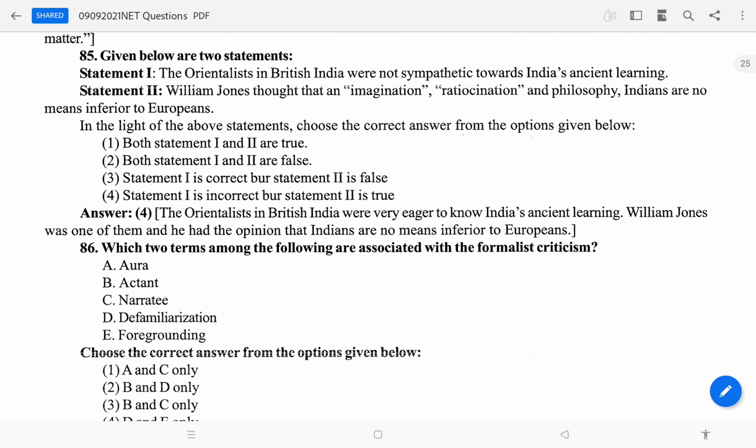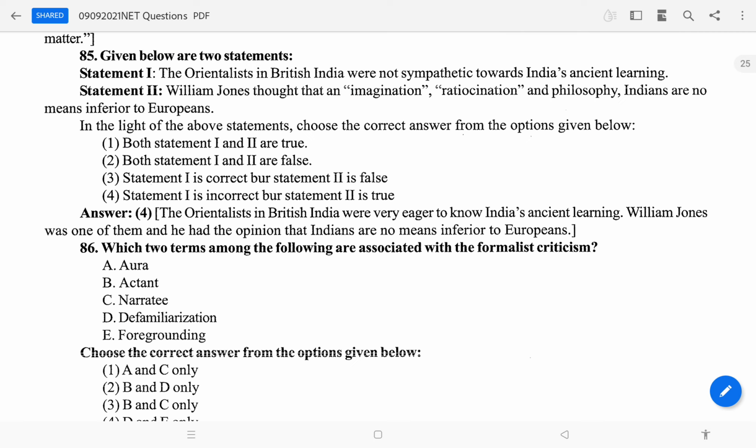The Orientalists in British India were not sympathetic towards India's ancient learning. And second, William Jones thought that in imagination, ratiocination and philosophy, Indians are by no means inferior to Europeans. And the answer will be the one where the first is incorrect and the second is true. The Orientalists in British India were not sympathetic towards India's ancient learning, so it is incorrect.